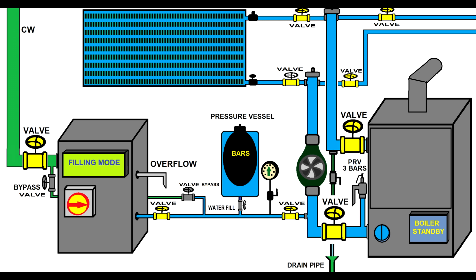The set point is chosen by you according to your installation demands. In this case, let's say I fill my system with 0.8 bars. So when the water is cold, I have 0.8 bars. And I start the pump to circulate the heating agent through the system, but I'm not starting the boiler yet.